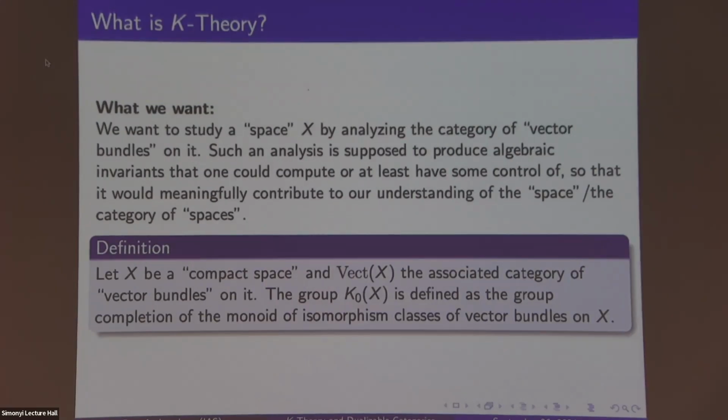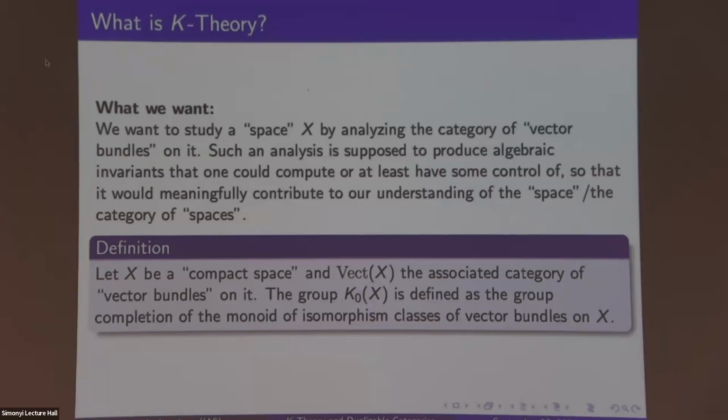So what is K-theory? The idea is very simple. You want to study spaces by analyzing the category of vector bundles. The space can be whatever you want. It can be an algebraic variety, or a topological space, or a C-star algebra, or whatever. But the main idea is this: you take a space and you analyze the category of vector bundles. So you want to produce a series of algebraic invariants, and then you want to control this thing. So let me give you the following definition.